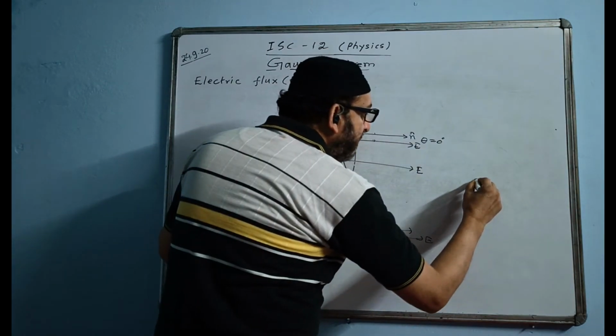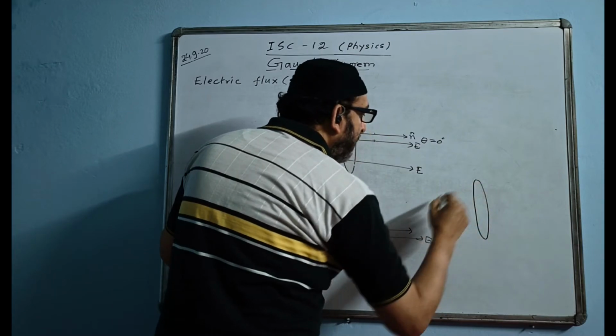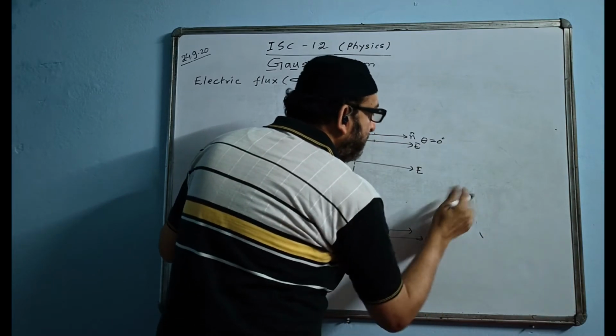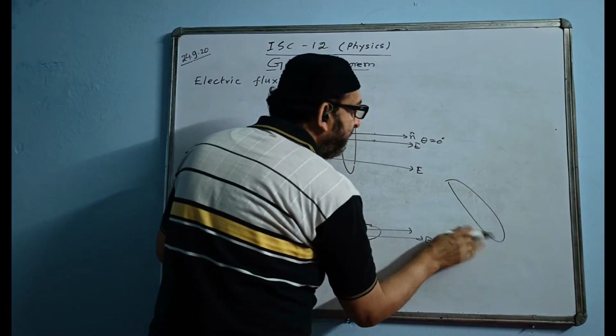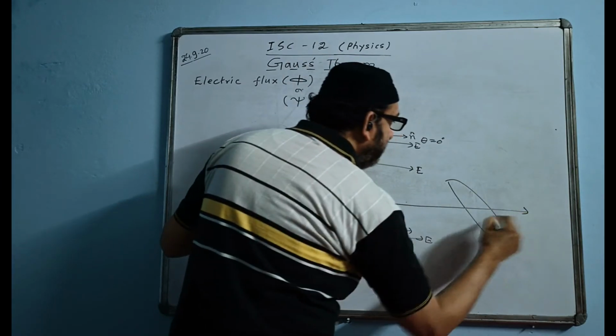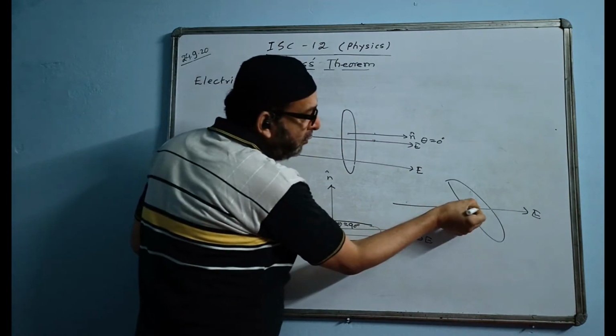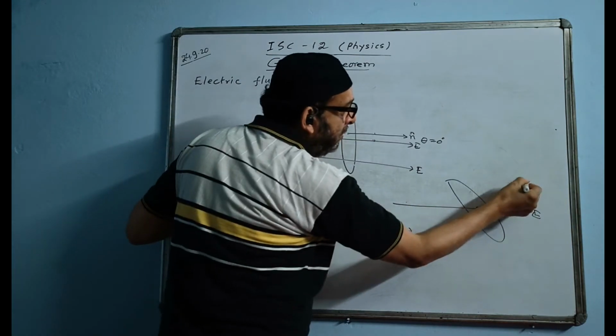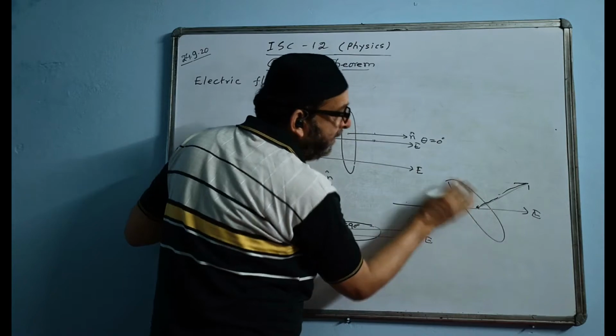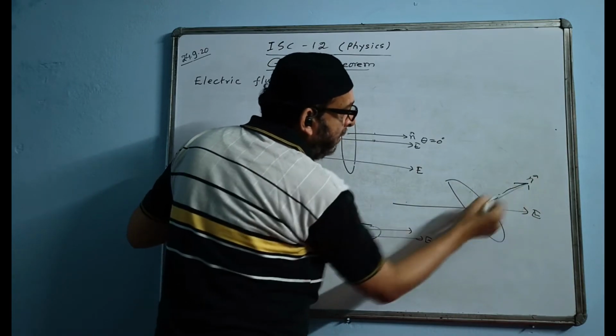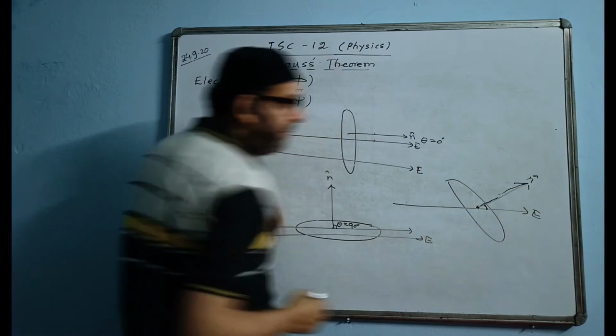Sometimes the figure may be given like this. This is the figure, this is the surface, and the lines are going like this. This is the electric field direction. You have to draw the normal, like this. The normal will be coming like this. Normal means perpendicular to this surface. This angle you have to take.